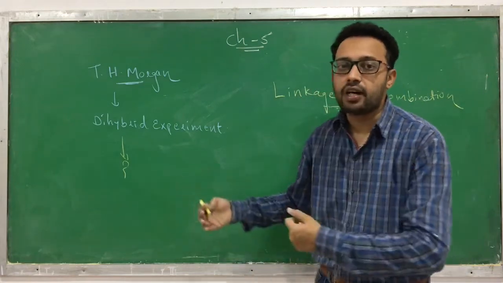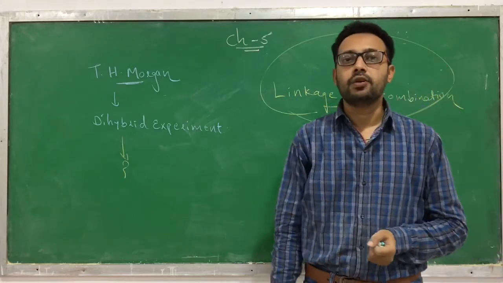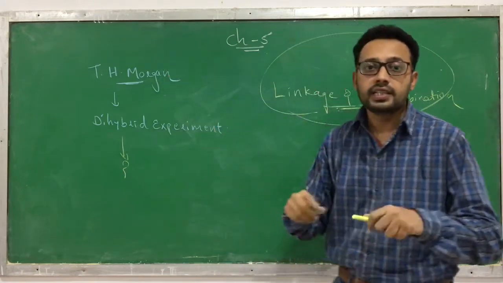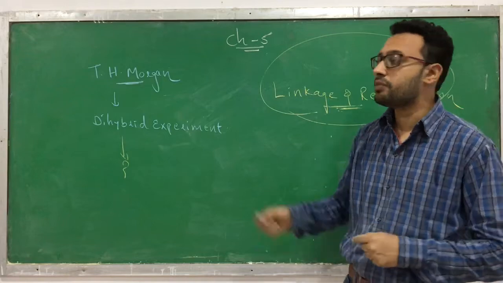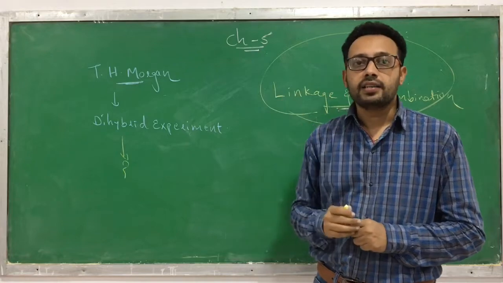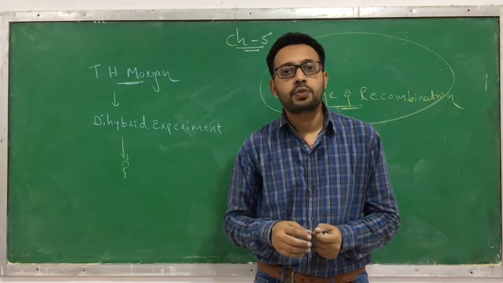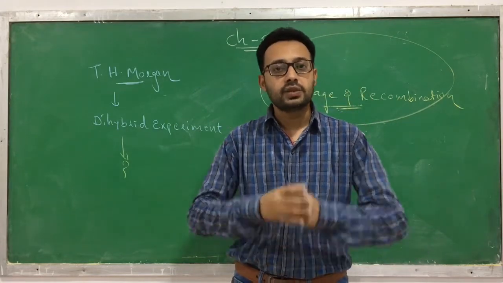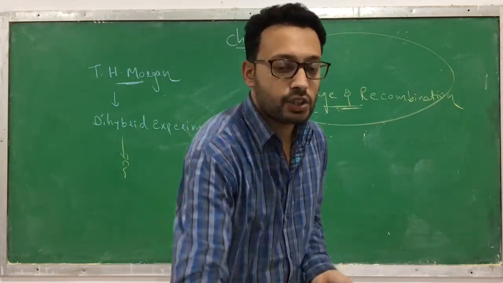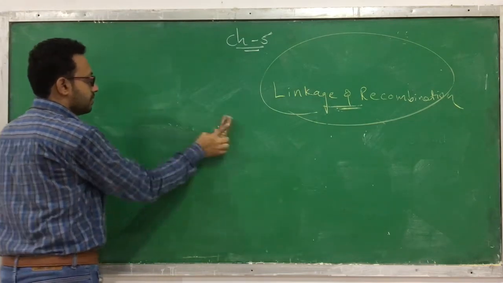When we try to find out why it is happening, a new concept comes, which we call linkage and recombination. We will learn this linkage and recombination, which was proposed by Morgan, in the next session, with the help of an example of a fruit fly, Drosophila melanogaster. Morgan studied this dihybrid experiment in Drosophila melanogaster. It is a very long topic, so we will discuss it in the next session. In the meantime, I will also tell you the test cross in a dihybrid experiment.